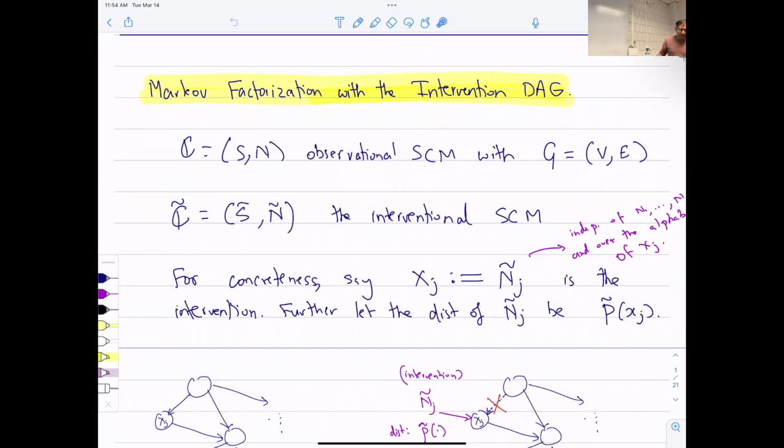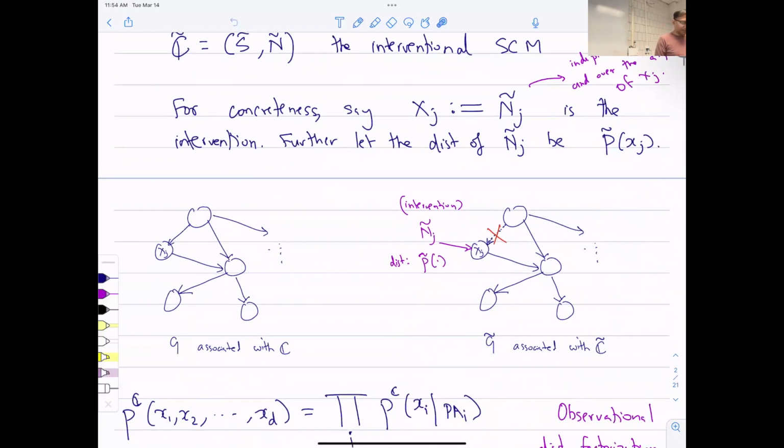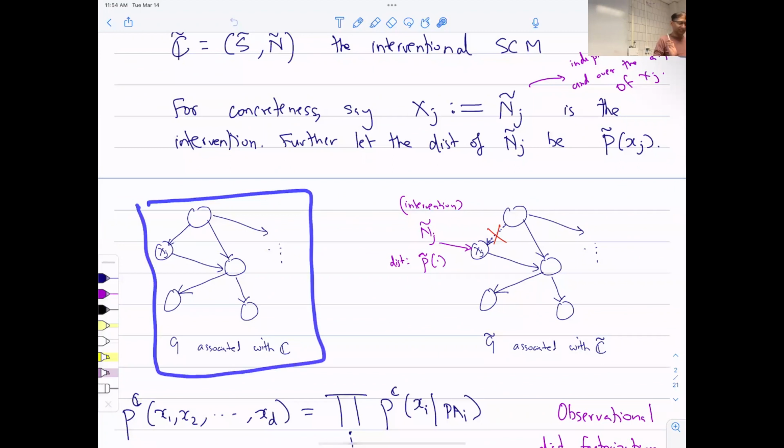Okay, let me just start by talking about an important observation that's going to allow us to do these calculations. Let C be the original observational structural causal model, and C tilde be the one with the intervention. For concreteness, on the node J, we're just doing N tilde J. That's all we're doing, and this is independent of everything else. Let the distribution of this random variable be P tilde. So the original one is P, this one is P tilde.